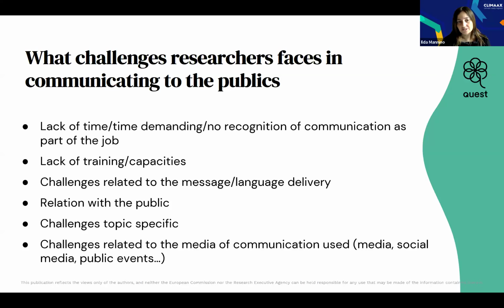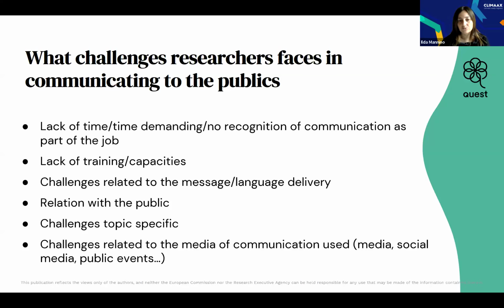And then there are challenges that are really related to how to communicate. So how to deliver the message, what language to use, but also the relation with the public. Because we are talking about public communication. You are not talking with your peers. And then there are some challenges that are really topic specific. So when we discussed with the researchers on climate change, what came out was that, for instance, the topic of uncertainty is particularly key, but also challenging to communicate about. And also the risk, because the perception of risk by the publics, by the common citizens, can be quite different from the real risk.